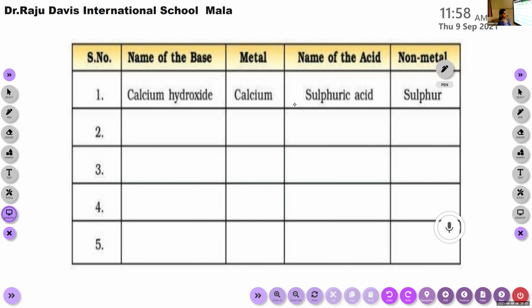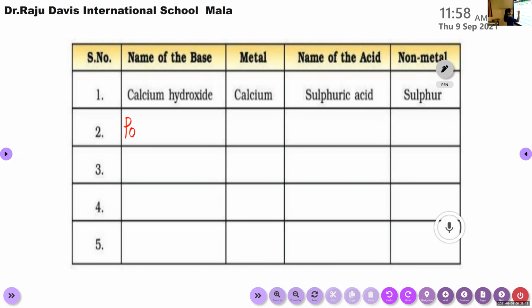Table 4.4. So first one, calcium hydroxide. And calcium is the metal from calcium hydroxide. Okay. Then I will write the name of next one. That is potassium hydroxide. Potassium hydroxide. Potassium metal. Yes. It's potassium. Very good.